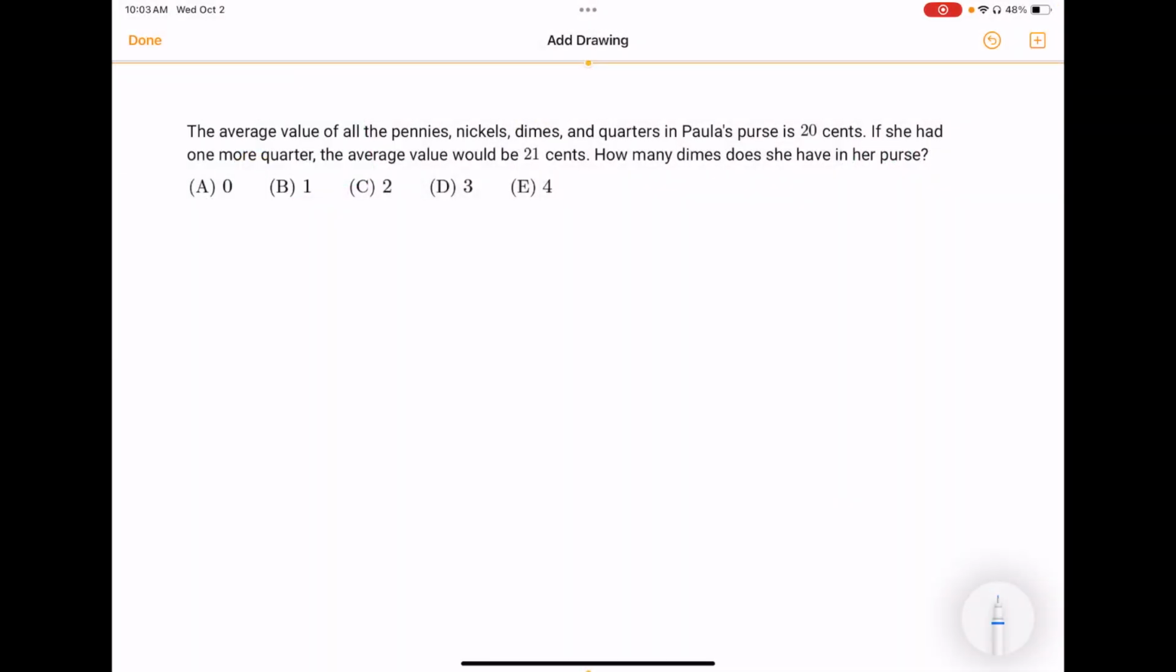The problem states the average value of all the pennies, nickels, dimes, and quarters in Paula's purse is 20 cents. If she had one more quarter, then the average value would be 21 cents. How many dimes does she have in her purse?